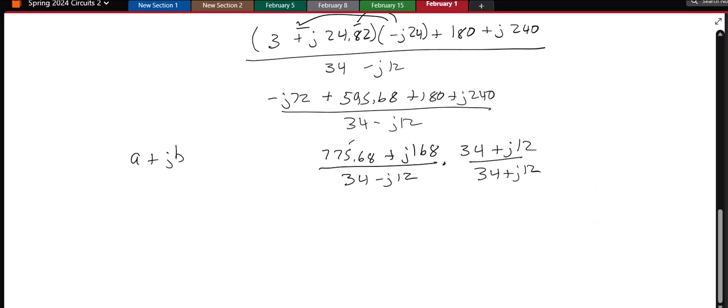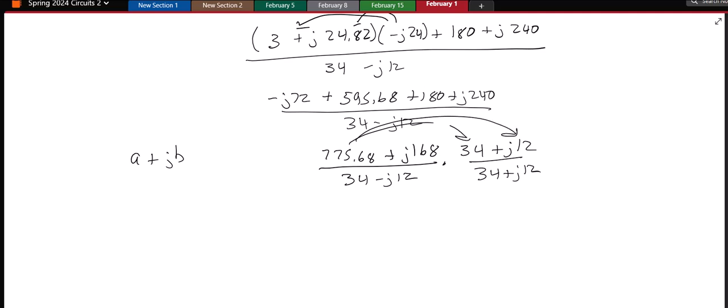In the numerator, I'll FOIL. I'll multiply this times this times that, and then this times this, and this times that. 775.68 times 34 is 26,373.12. 775.68 times j12 is plus j9,308.16, plus j168 times 34 is j5,712, and then j168 times j12 is 2016 j squared, which is the same as negative 2016.